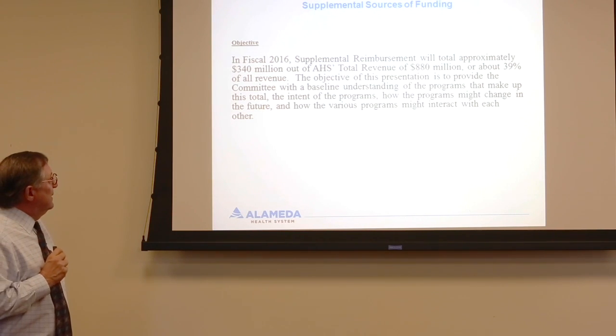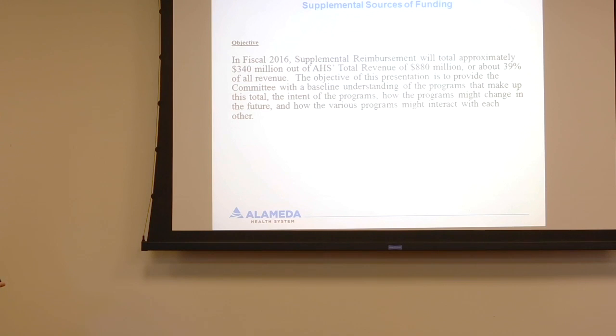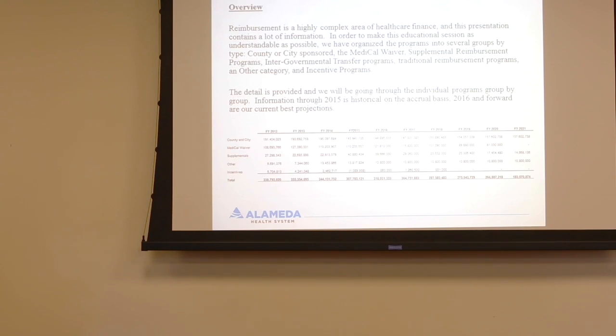So let's see, in 2016, this says 340 million. That's counting, don't worry about the math, I'll skip on. Okay, here's what I want you to know. Supplemental reimbursement can be categorized into different areas: county and city support, the Medi-Cal waiver, what we call supplementals, other, and incentive-based programs. And this is how much they've totaled up, okay?